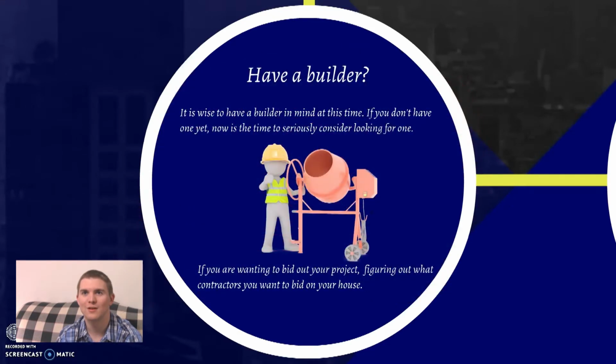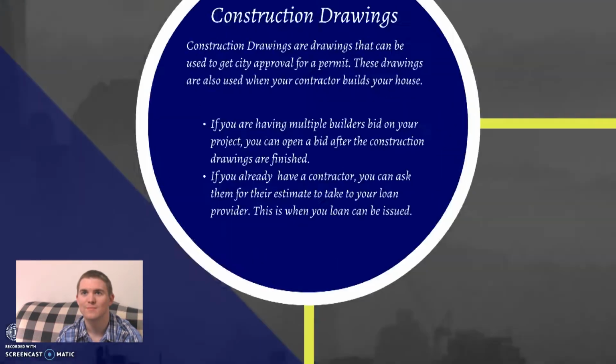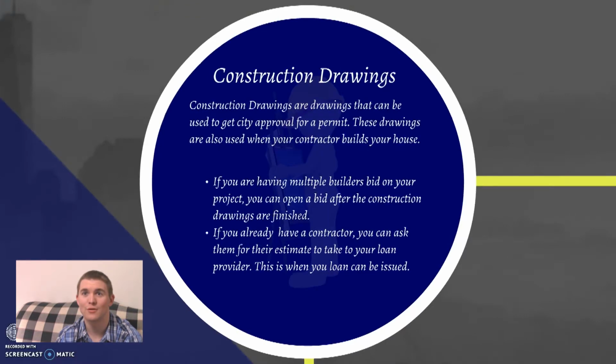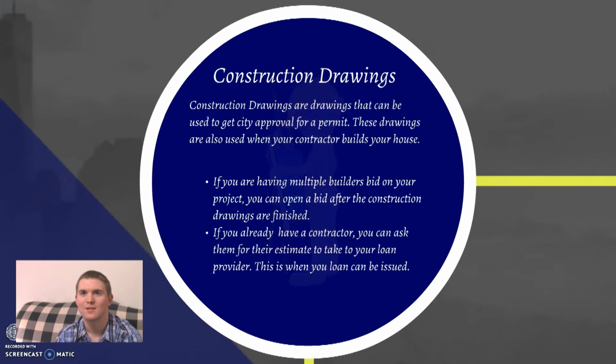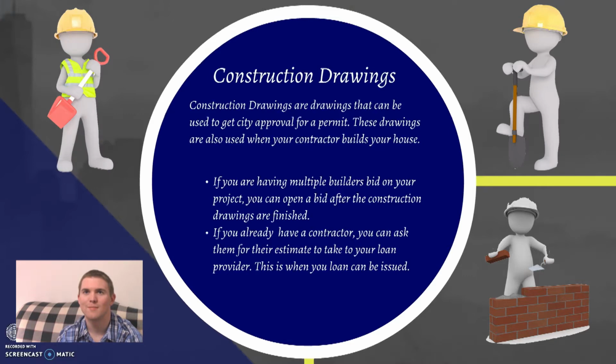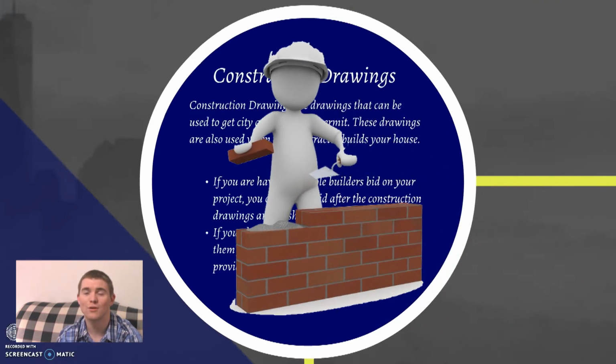After you have a good set of schematic drawings, it's time to have a drafter or architect draw up your construction drawings or blueprints. Construction drawings are the plans for your house that you will take to the city to get a permit, and the complete roadmap your contractor will use to build your house. When the construction drawings are complete, you can get an official bid from multiple contractors, and then make the decision of who your contractor will be.